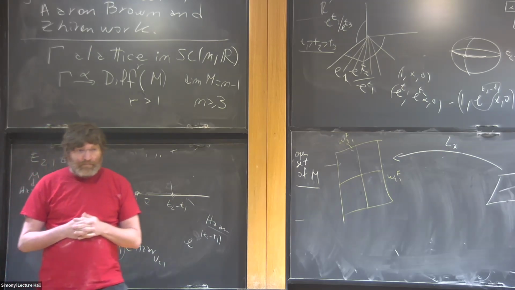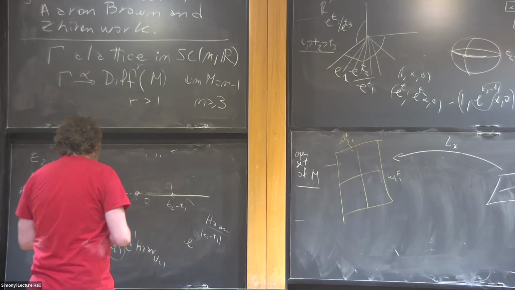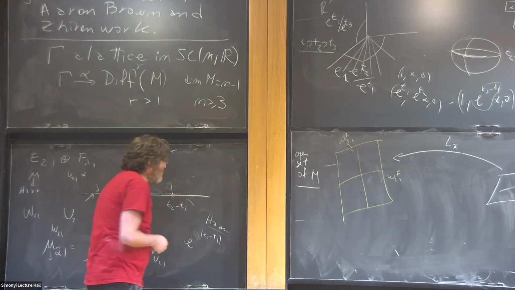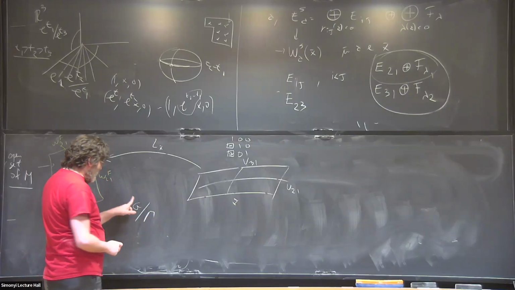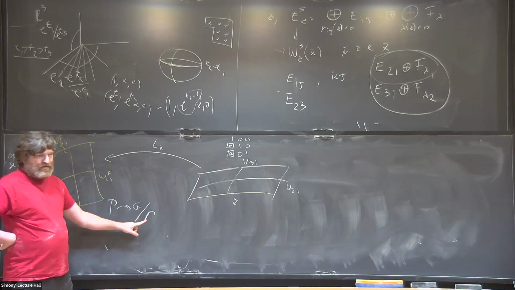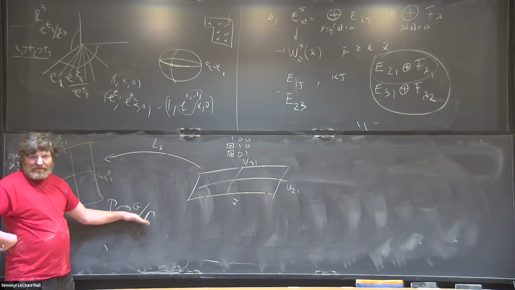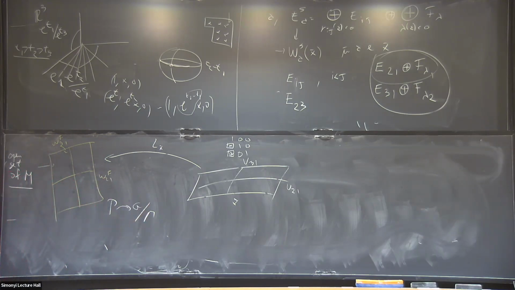Where exactly did you use that gamma is a lattice? Oh, well, yes, I need it. I use the P action on G mod gamma, and I wanted it to be Haar measure, and then you can only have that. But it doesn't mean that maybe something can't be done.